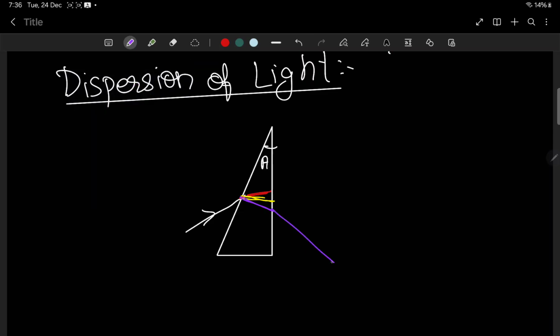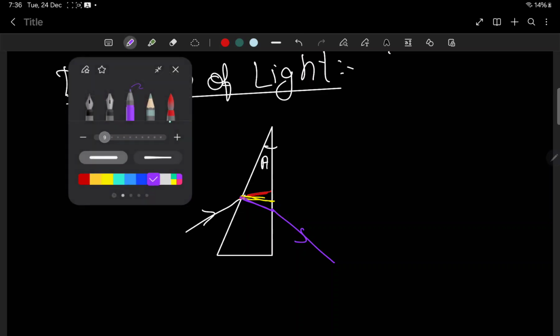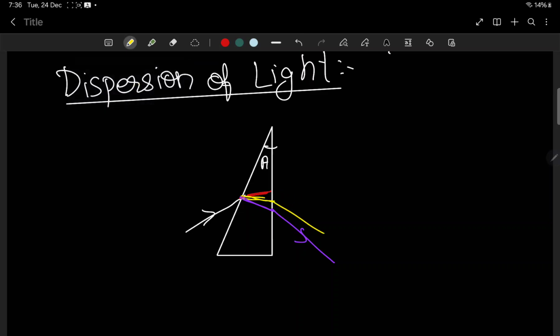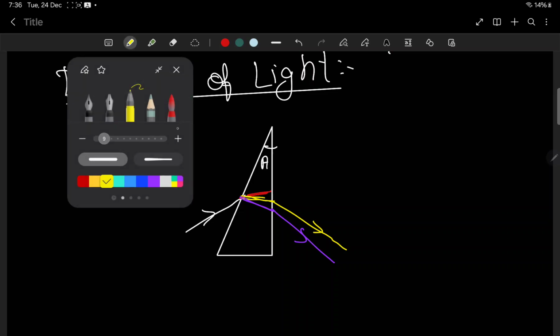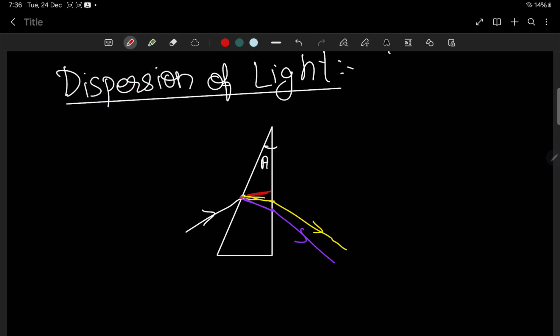Now they will be coming out like this. Why did I give yellow, orange and red? Because yellow is the mean color, red is one of the extreme ends, and violet is the other extreme end. So like this it will be coming out. Other colors will also be there. Okay, so this is the thing.